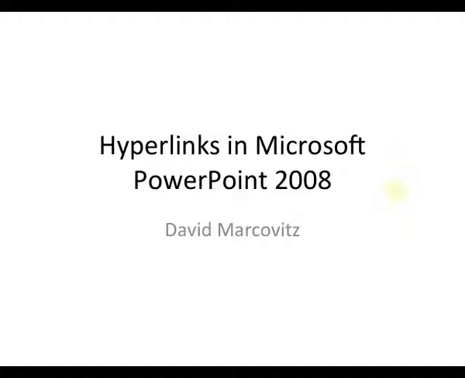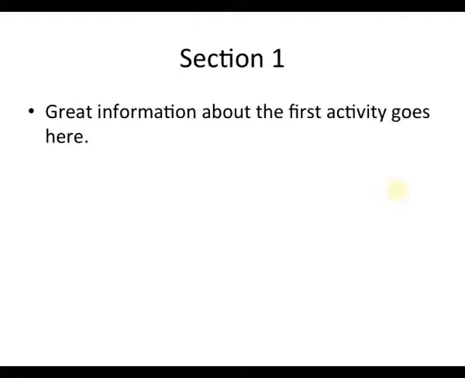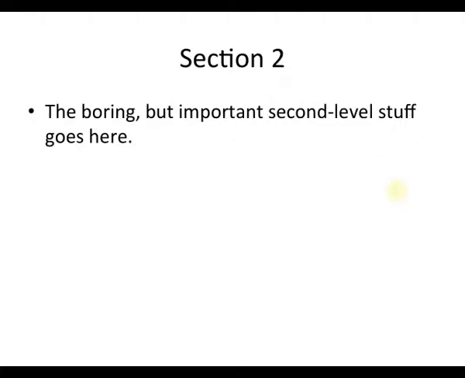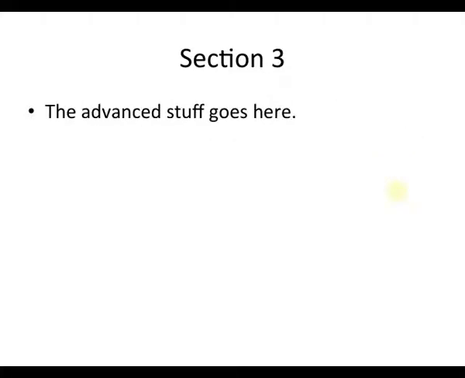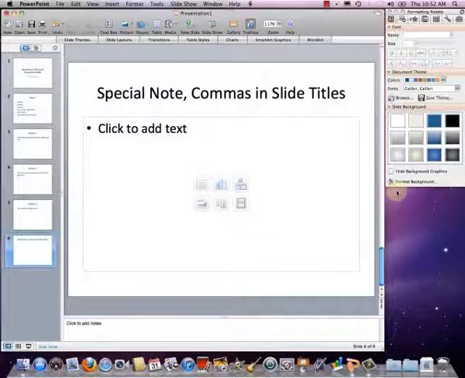So just so that you can see, I have a title slide, and then I have a menu slide, and then I have some sections in this presentation. So I've got section 1, and there's no real content here, and section 2, and section 3, and then finally I'm going to have a special note about commas in slide titles, so I have a separate slide for that as well. So that's my presentation. There are no hyperlinks currently in this presentation.